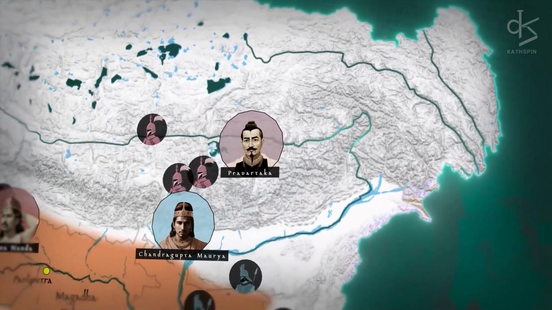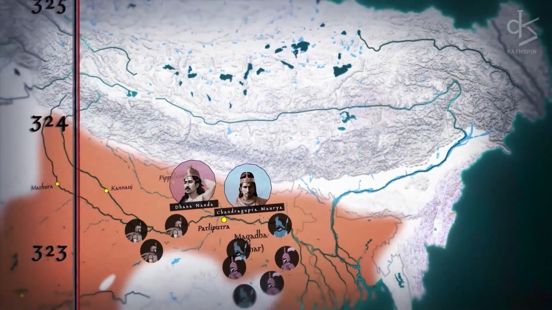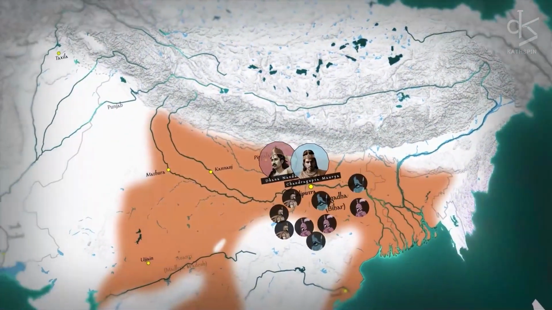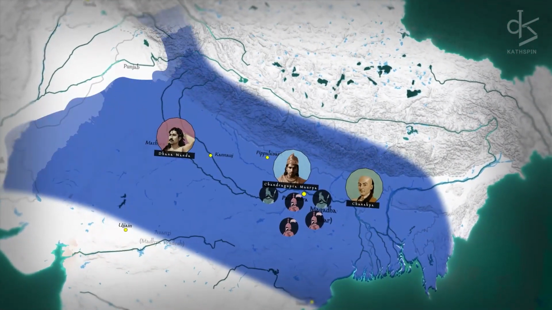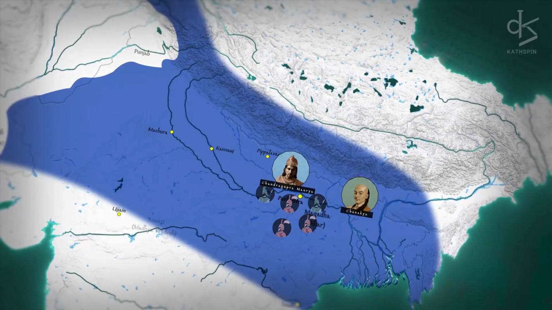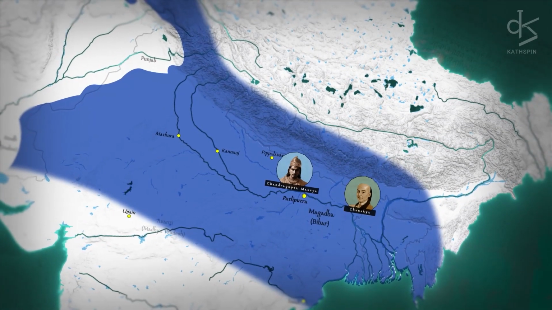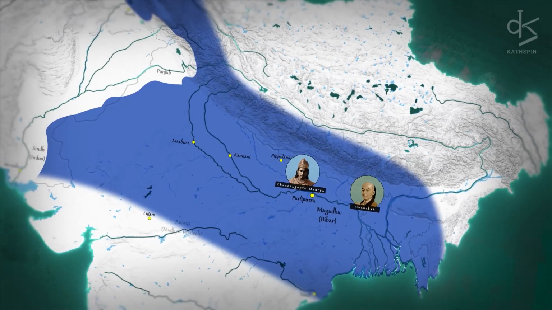And the second and the final battle was fought at Pataliputra. Chandragupta Maurya was victorious in this battle. He overthrew Dhanananda to become the ruler of Magadha. The Maurya dynasty was born. It was one of the most powerful and extensive empires of its time.